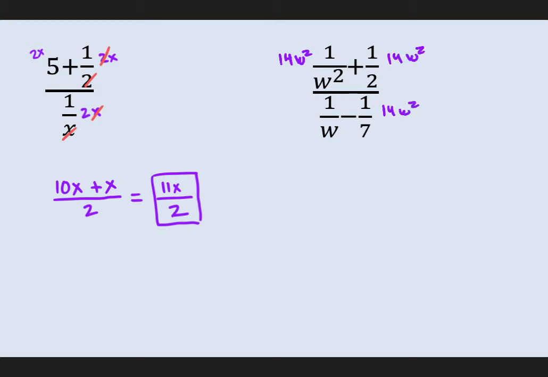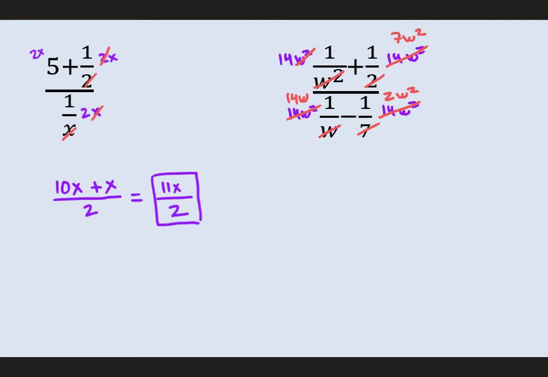14w squared. We're going to reduce what we can. So this will take a few seconds here. We'll get rid of the w squareds on that part. The 14w squared divided by 2 is going to become 7w squared. Here, the 14w squared divided by the w is going to leave me with just 14w. And then lastly, the 14w squared divided by the 7 is going to leave me with 2w squared.